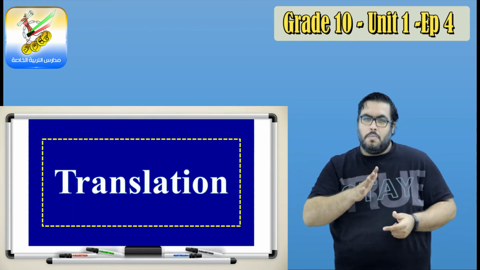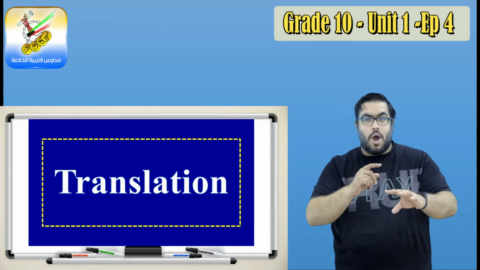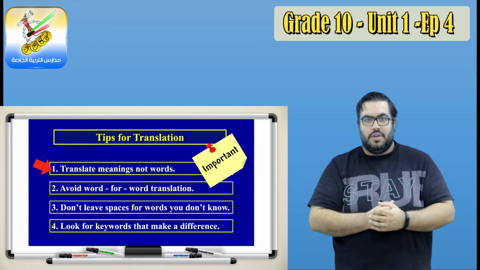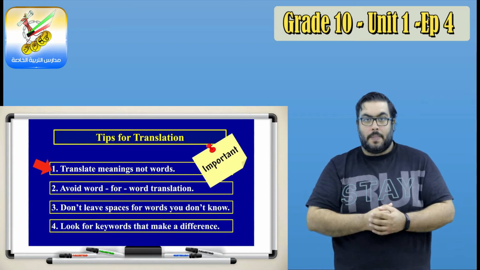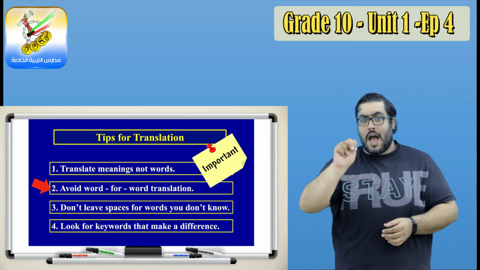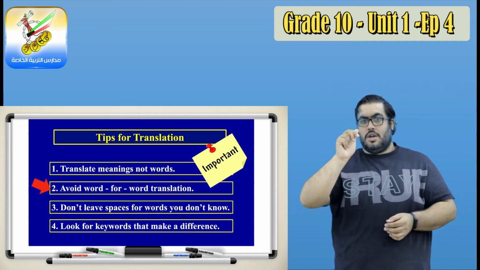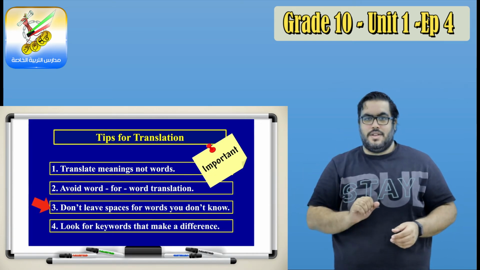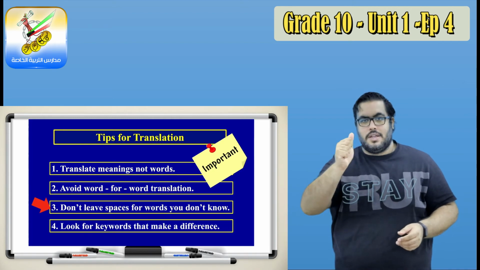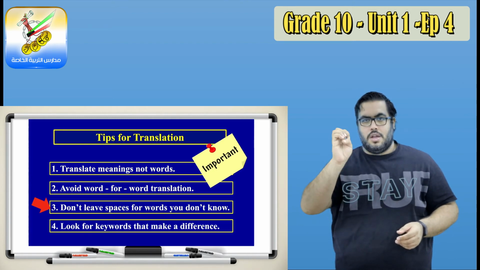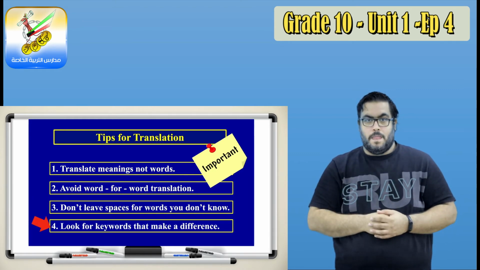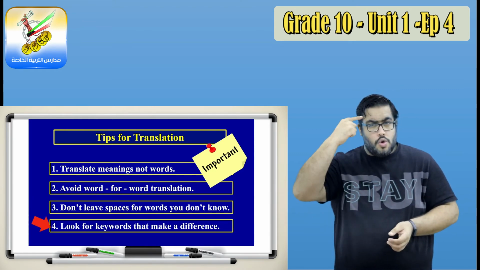Now, let's go ahead to the translation. Here are some tips to begin. 1, translate meanings, not words. Number 2, avoid word-for-word translation. Number 3, don't have spaces for words you don't know. We highly recommend that you write a full sentence. Don't let some words out. Number 4, look for keywords that make a difference.